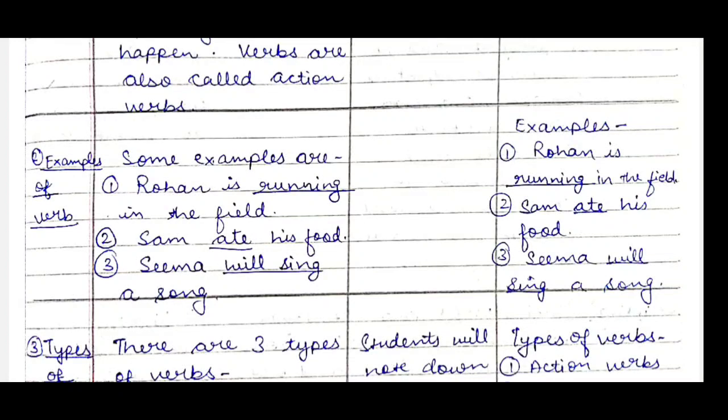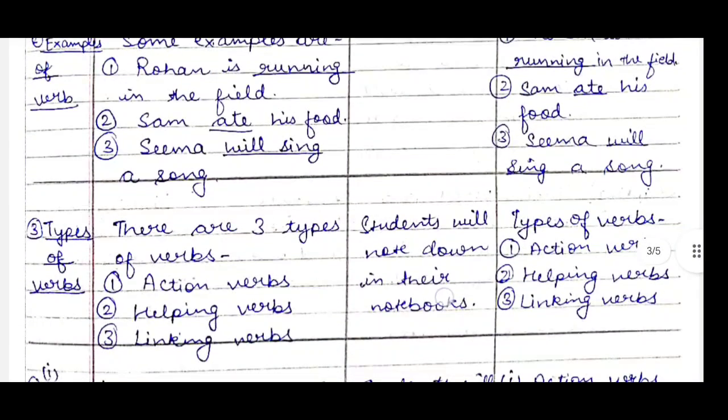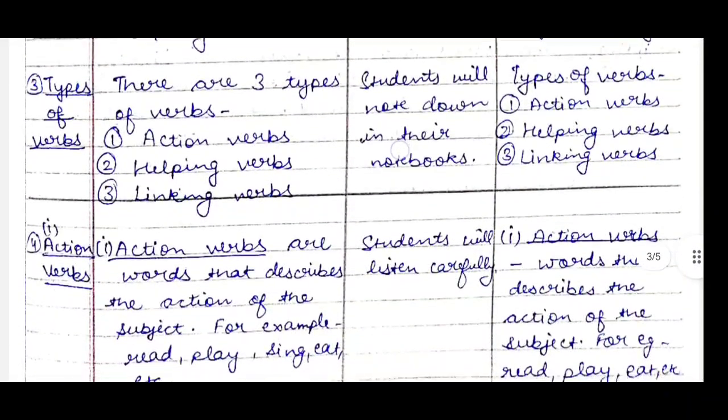Okay, so we will write the same thing on the board. Examples. First one, Rohan is running in the field. We will underline running because that is a verb. Second, Sam ate his food. Third, Seema will sing a song. And you can underline the verbs to make them understand.